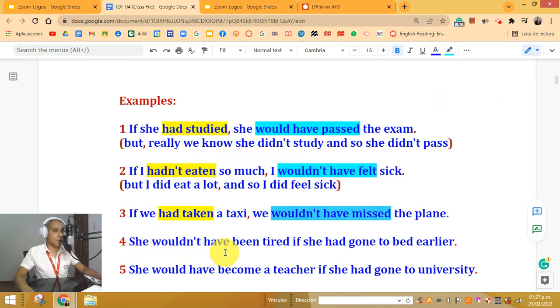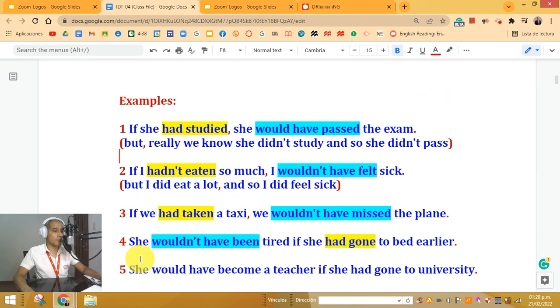She wouldn't have been tired if she had gone to bed earlier. In this case, the keywords are wouldn't have been, as you can see. But in this case, if you notice, the order changed a little bit because now I started with the result clause instead of the if clause. I'm going to use light blue because this color is the one that corresponds to the result clause. And the if clause will be if she had gone to bed earlier. The keywords will be had gone. I'm going to highlight those words and I'm going to use yellow color.